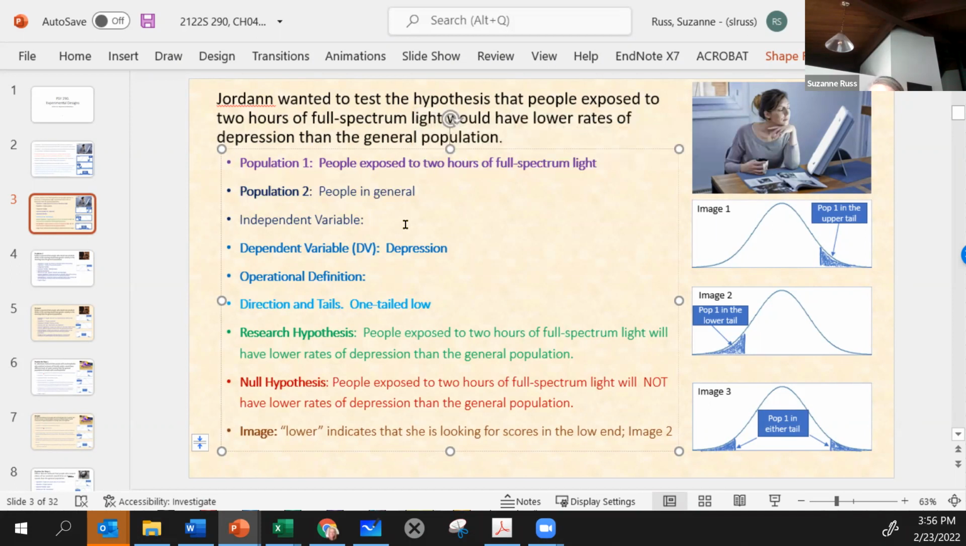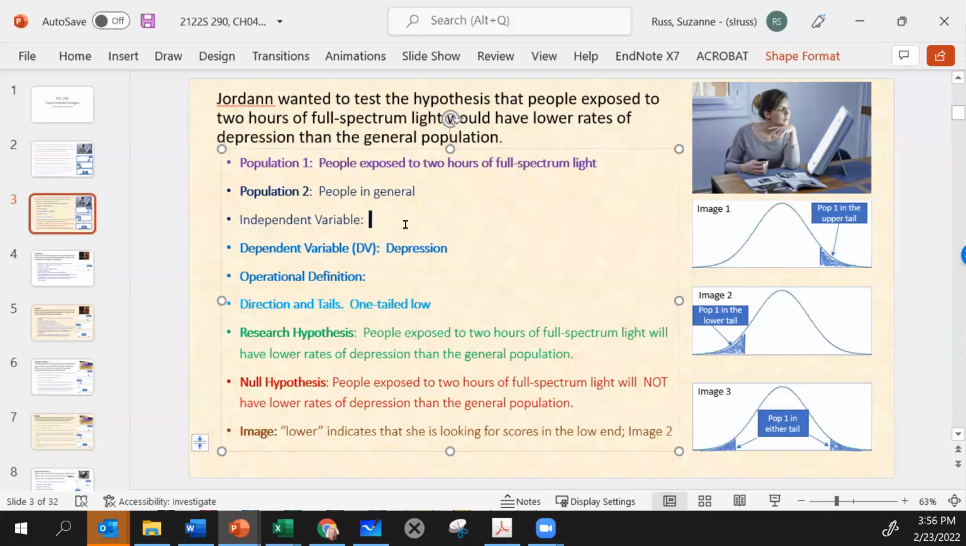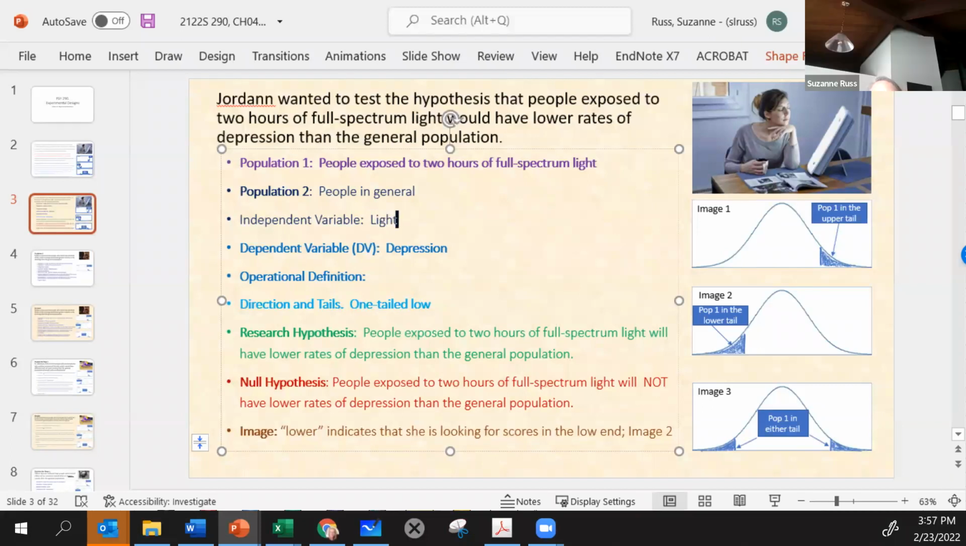Anybody? The measurement? Well, what's different about the difference? Two hours of full spectrum light. Right, light exposure. Light exposure is the independent variable. And the difference would be two hour exposure, we can just say, versus, we'll always use this word versus, no exposure, or versus unknown exposure, because it's not stated. Unknown exposure.